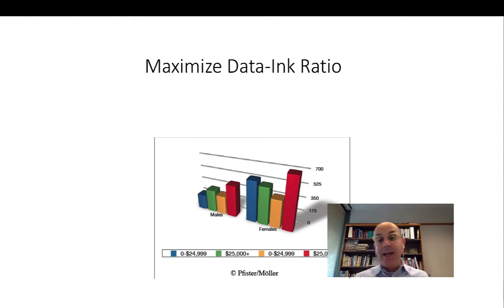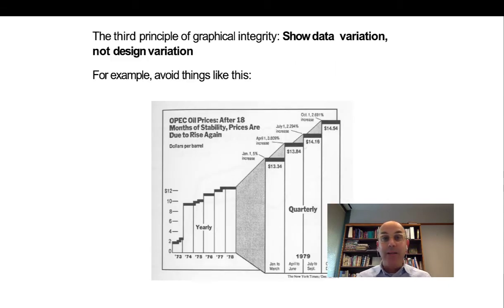How many females are getting this high salary? How many males get this high salary? Why is it that fewer males earn less than a female? Those are questions this infographic is missing, and that's why it is bad. The third principle is to show the data variation, not the design variation, as we talked about before. And this is a good example to avoid.